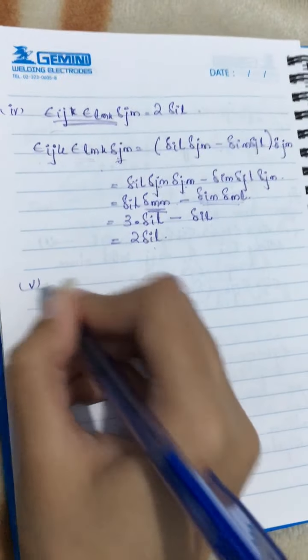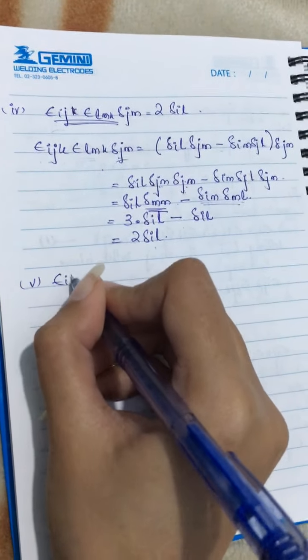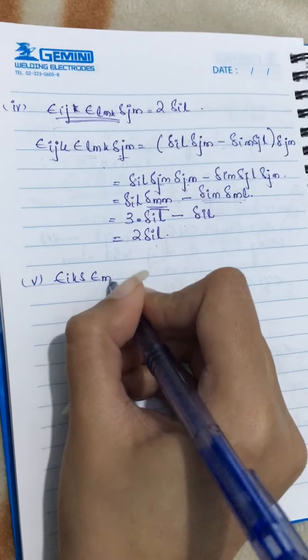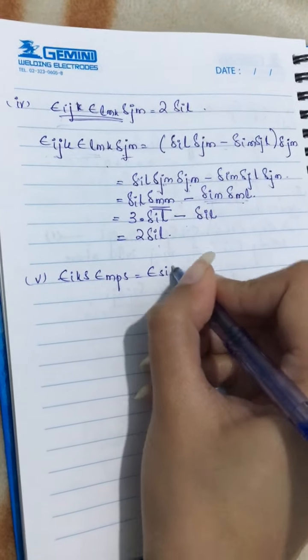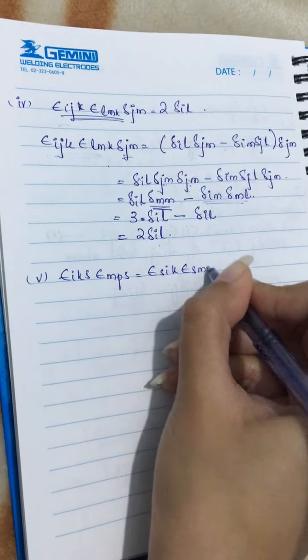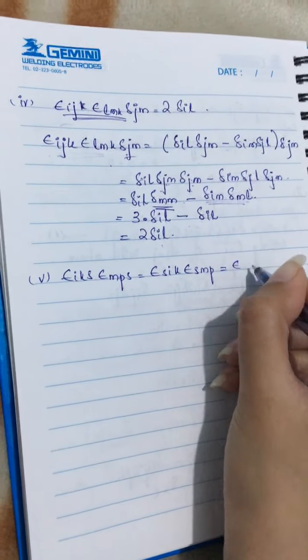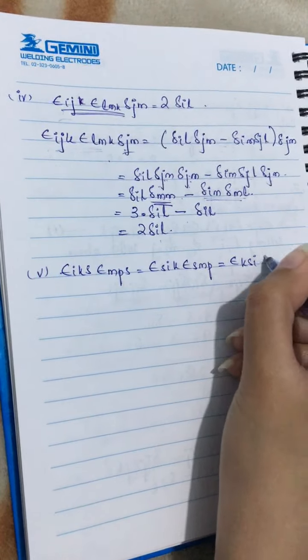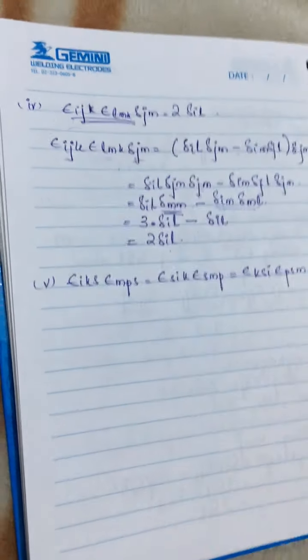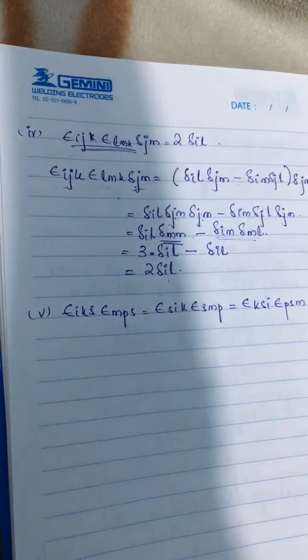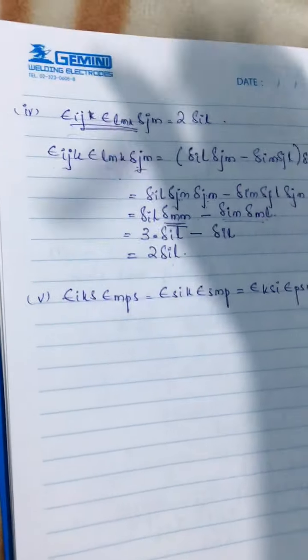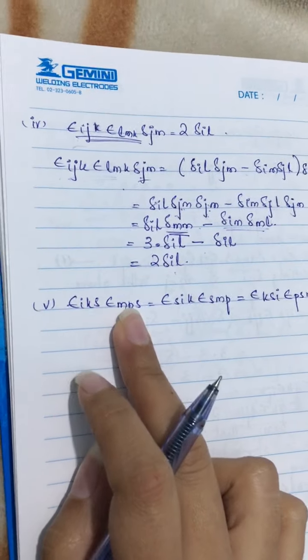Now the fifth one here is epsilon_iks epsilon_mps, that is equals to epsilon_sik epsilon_smp, that is equals to epsilon_ksi epsilon_psm. So I am going to prove that all of these are equal.